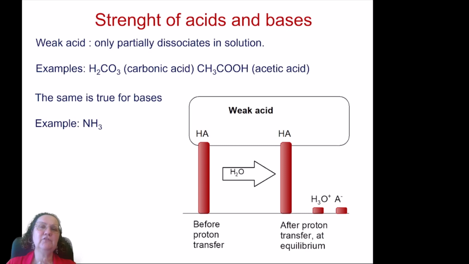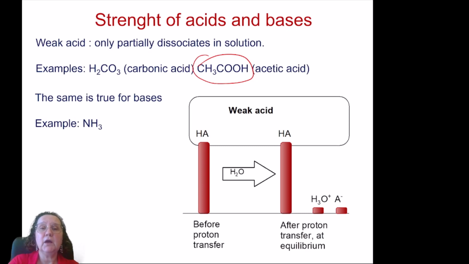What happens if you are working with a weak acid or a weak base? Well, when you have a weak acid, an example of a weak acid could be acetic acid or citric acid, any organic acid, lactic acid or carbonic acid, for example. An example of weak bases could be, for example, ammonia. What happens if you have, for example, the compound acetic acid and you dissolve it in water?